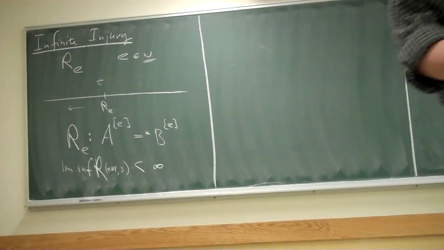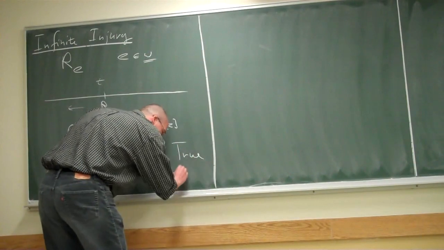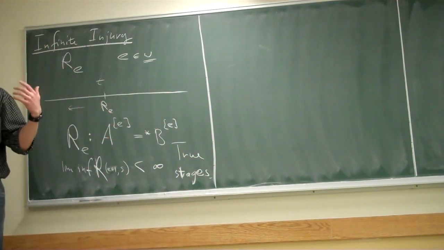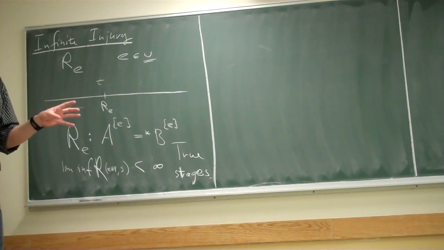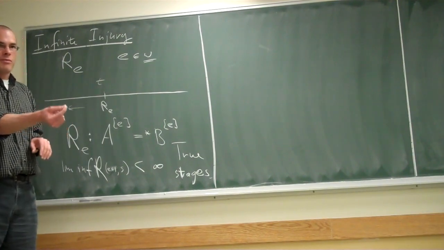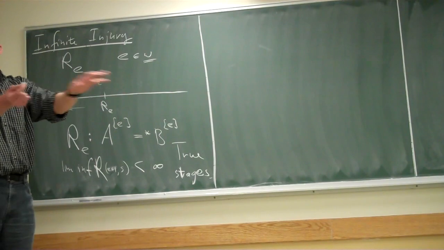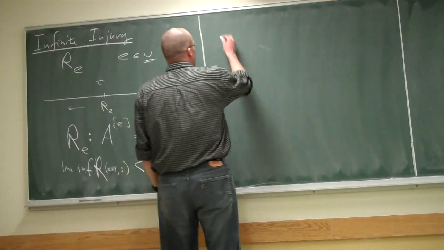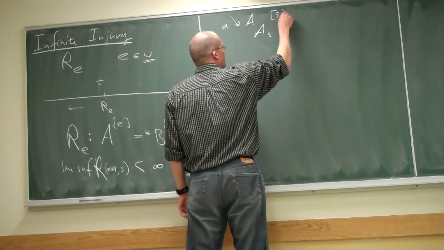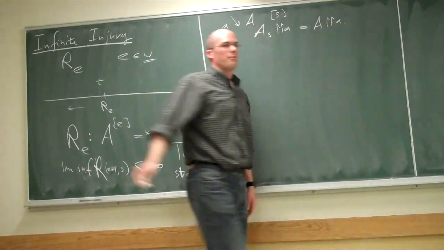And the way we're going to achieve this is by the method, or the idea, of true stages. You remember that a true stage of A is one where you enumerate an element into A, let's call this little a, and now the initial segment determined by this element is already in its final state. So at this stage s, A_s up to a is equal to A up to a.